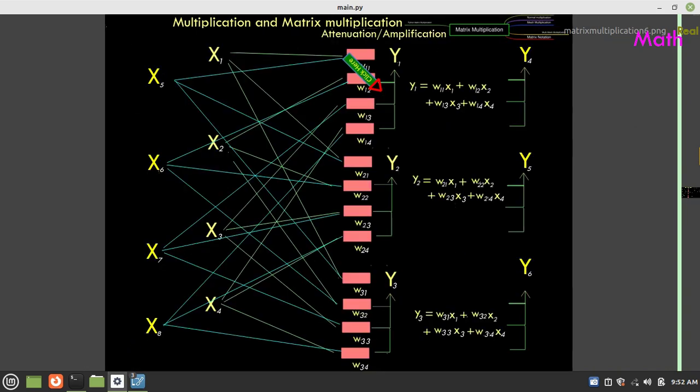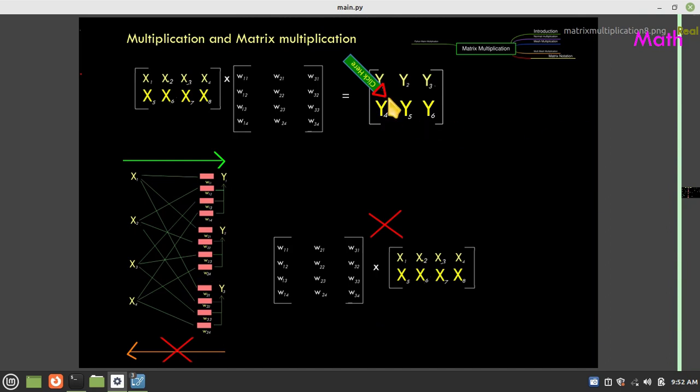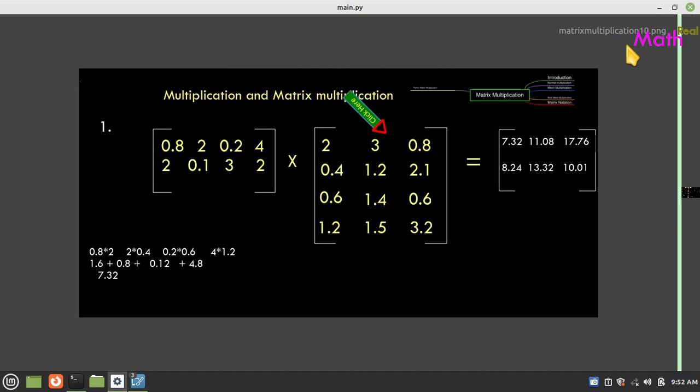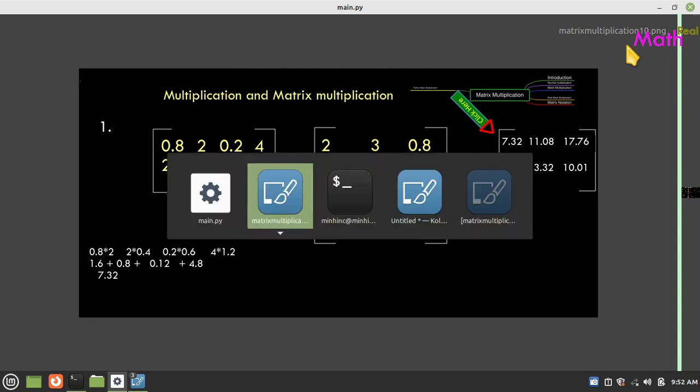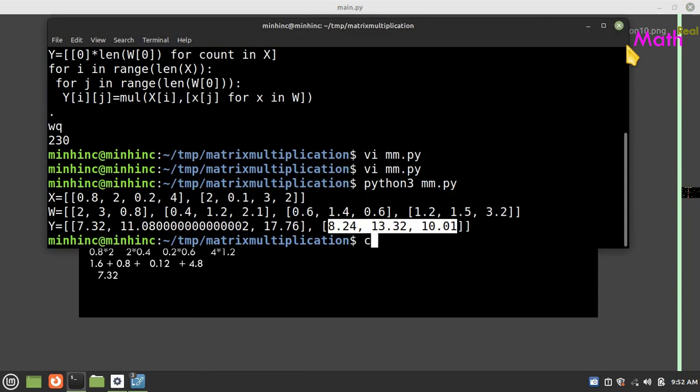Okay, so we saw that matrix multiplication is not reversible, we cannot reverse it. Then in the lab session we did matrix multiplication through cross multiplication and addition, and we came up with the result. So we wrote this code to come up with the result.